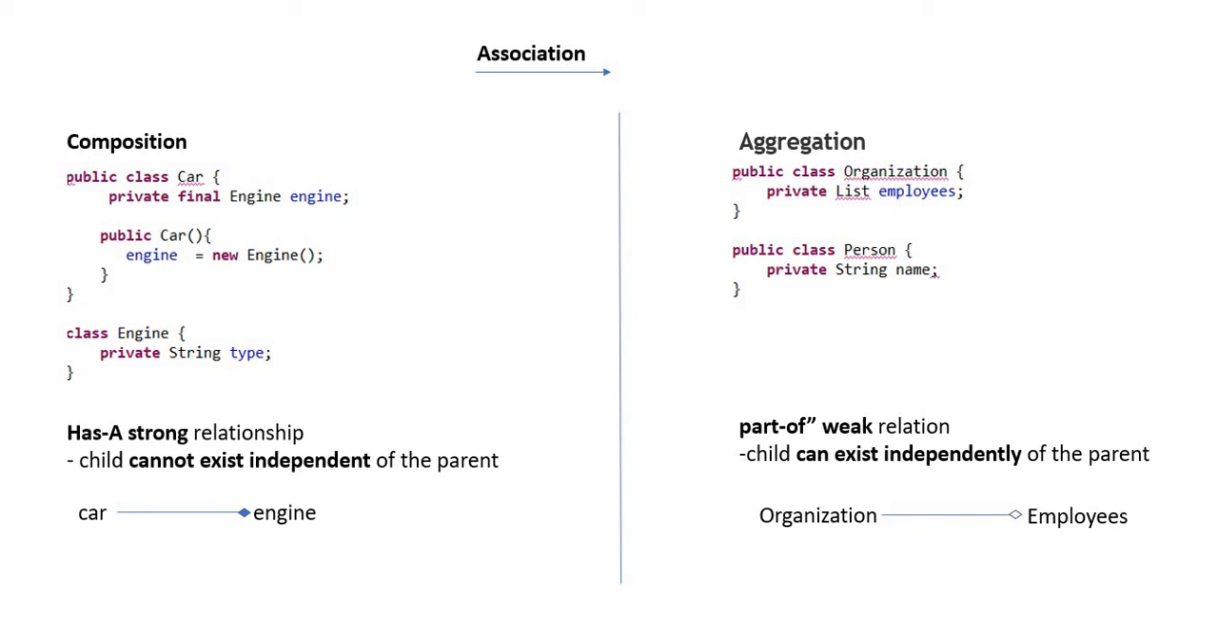Hi. Today we can see what is association in Java and what are the different types of associations available in Java. So, to establish a relationship in Java world, there are two keywords: association and inheritance.